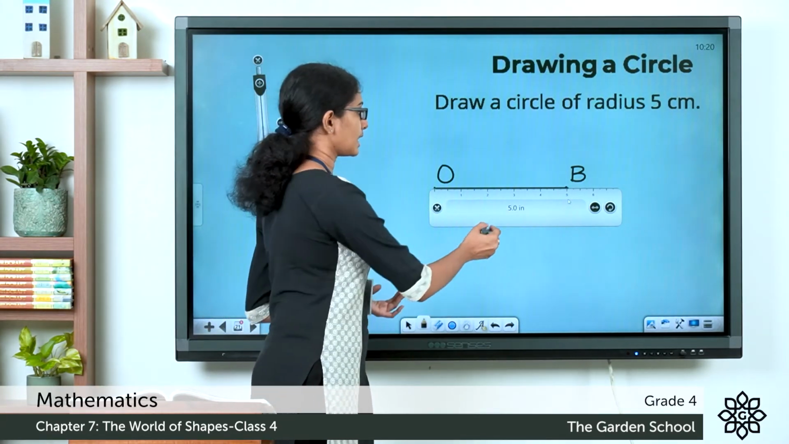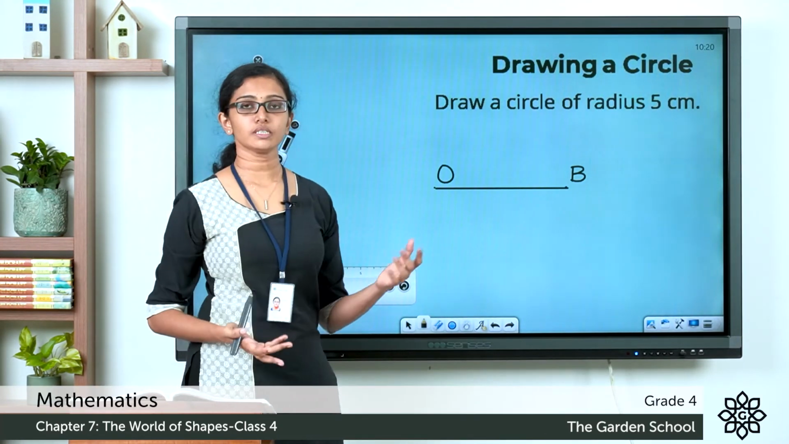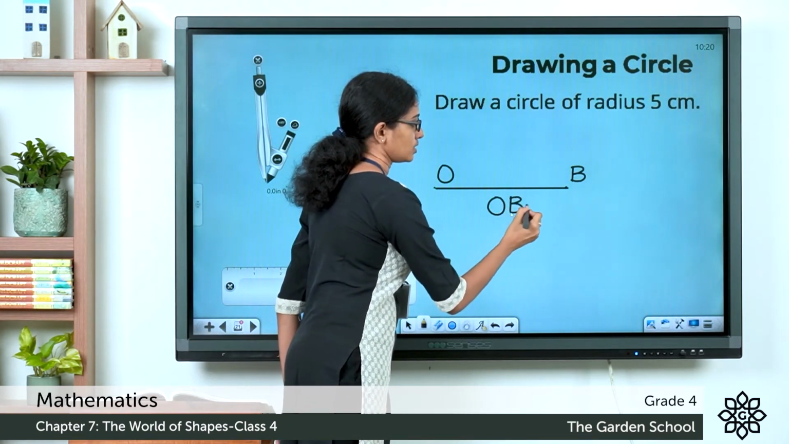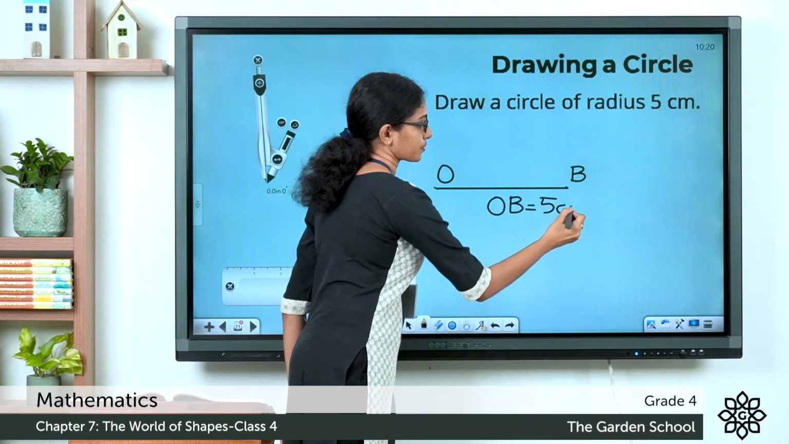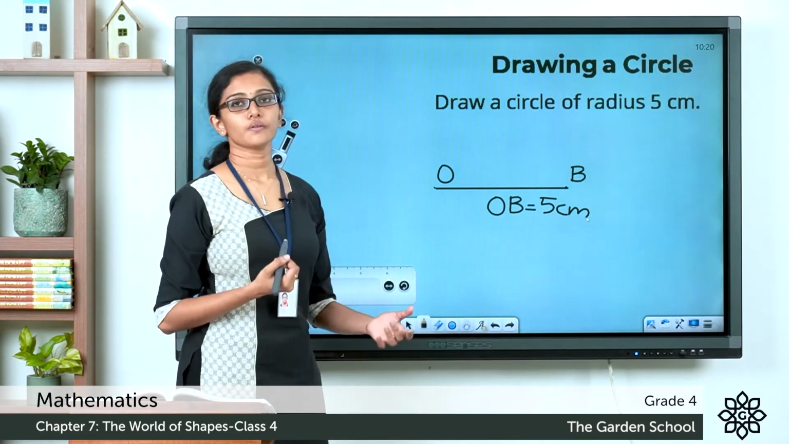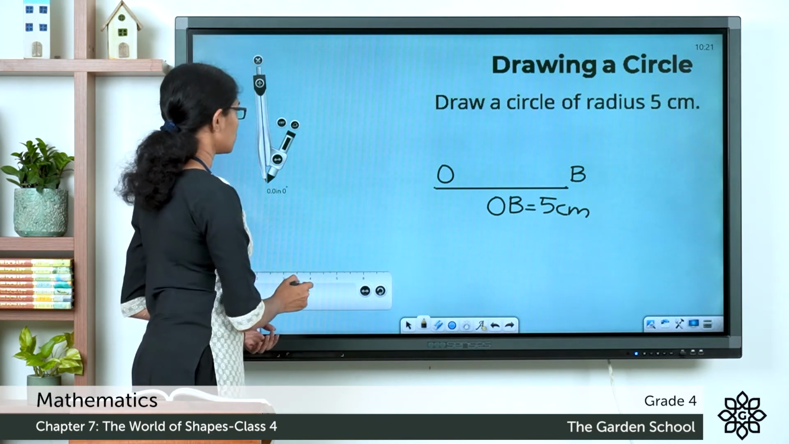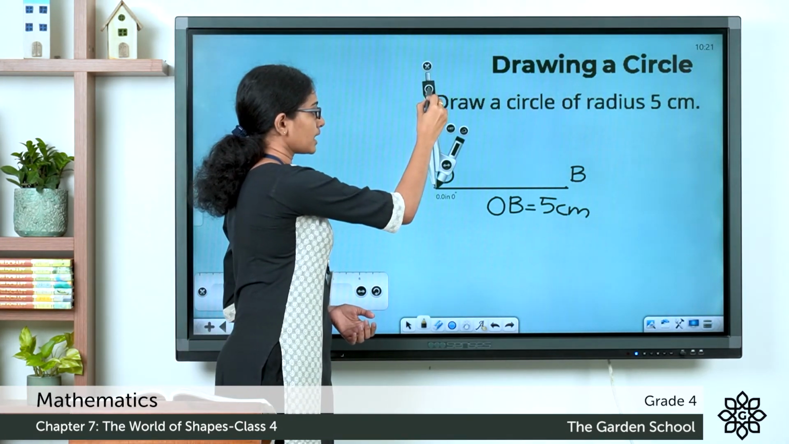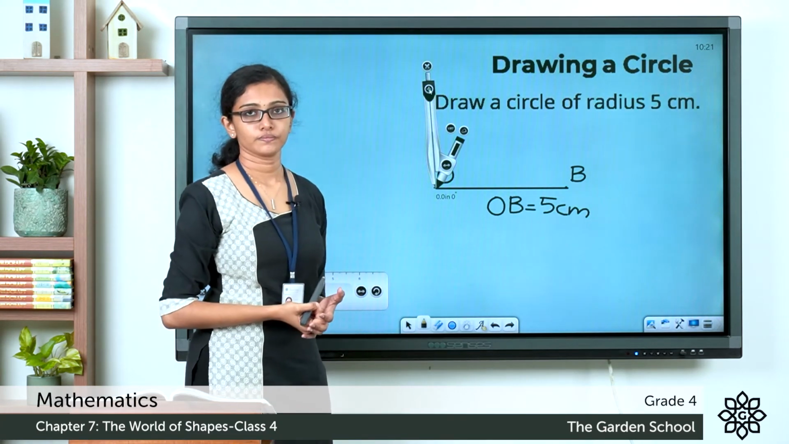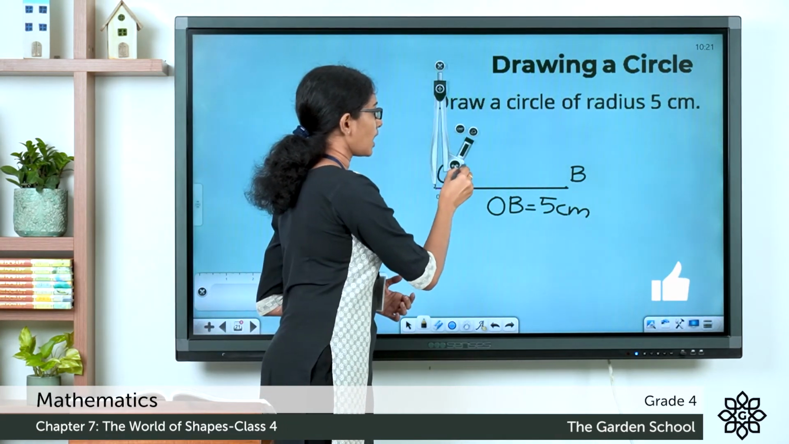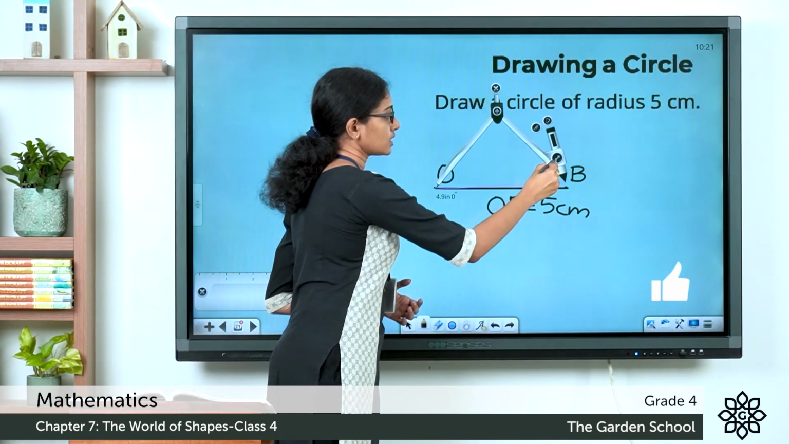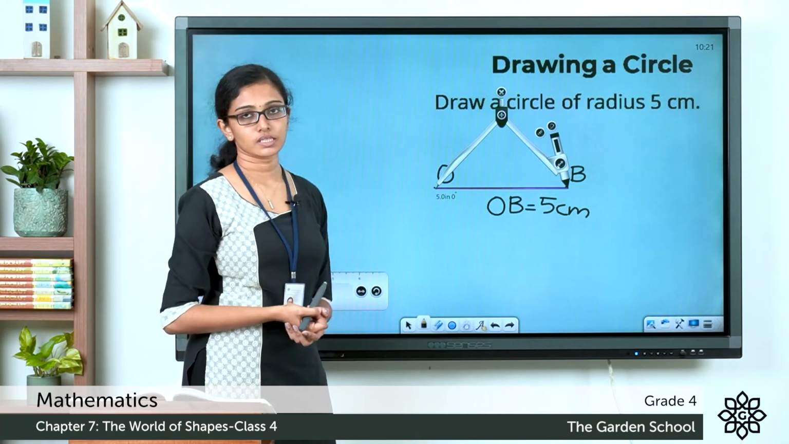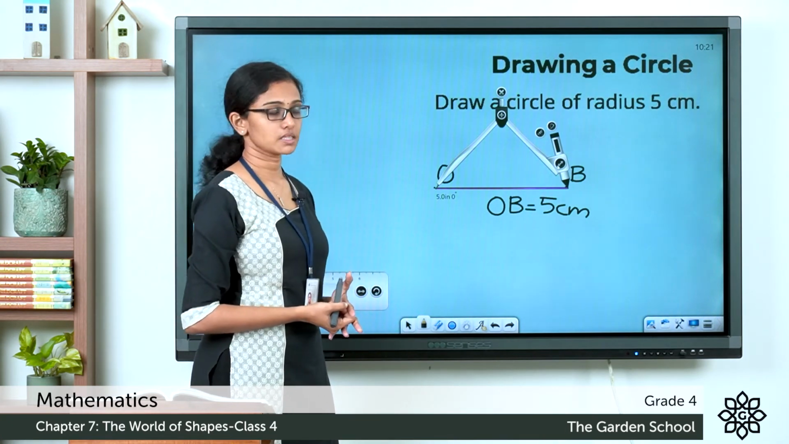So we have drawn the line segment OB, which measures 5 cm. So this is the radius of the circle that we are going to draw now. We can write OB is equal to 5 cm. Now take the compass and place the pointed metal end of the compass at point O. Now stretch the other arm of the compass to a length equal to the length of this radius or the line segment we have drawn just now. So it measures 5 cm.